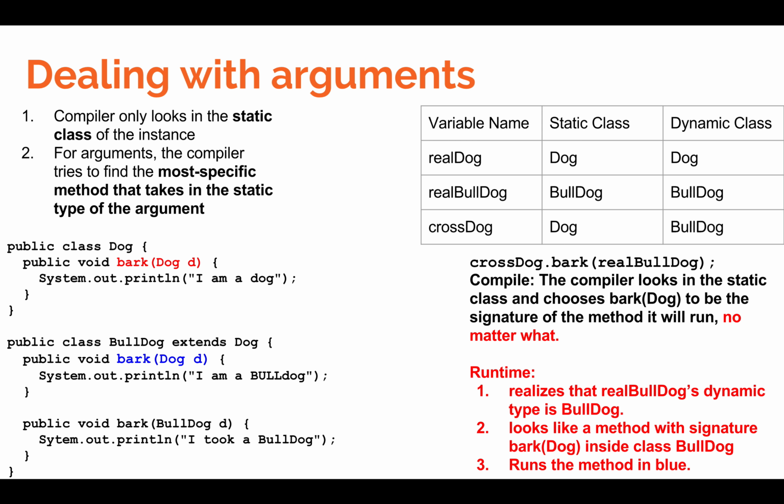So, are there questions about this? The compiler selects the signature. The compiler selected, this is the signature that I will run. Then during runtime, we realize that cross dog was actually a bulldog. So we look in the bulldog class and we look for something of this signature. We find it, we run it. Questions? Yes.